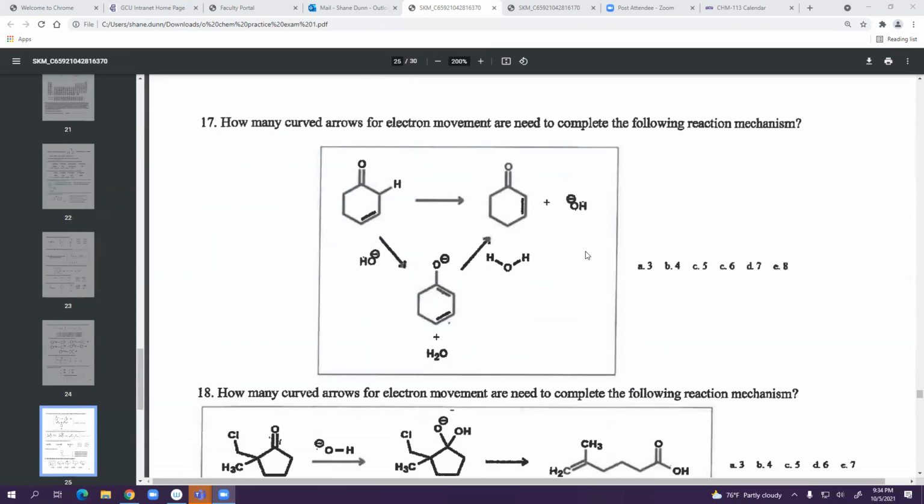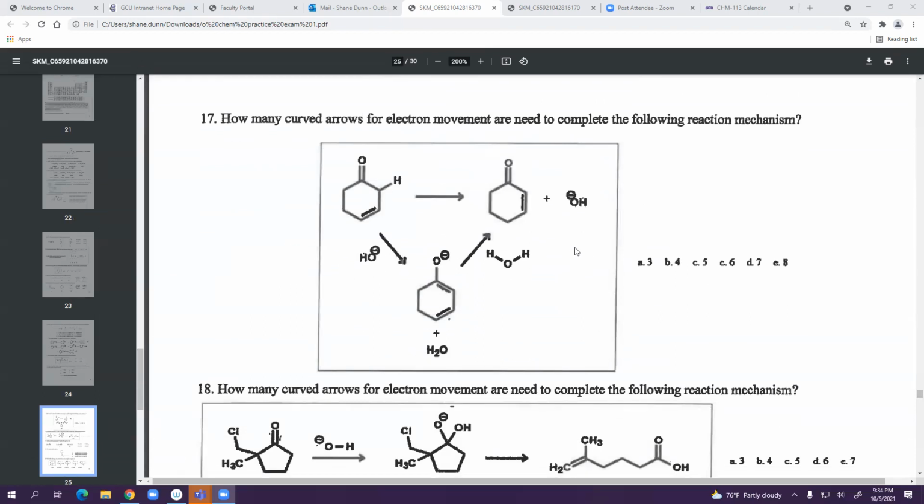C is the highest energy, A is the lowest energy, B is second lowest, D is second highest. Okay. 17. What's going on with 17? How many curved arrows? Oh God, I hate these ones. These ones take forever.